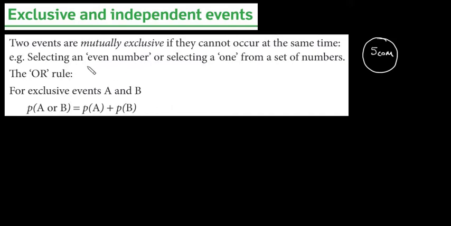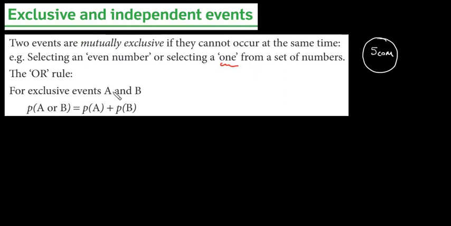Or for example, selecting an even number or selecting the number 1 from a set of numbers. It is not possible at the same time because 1 is not an even number. We cannot select an even number and a 1 at the same time. It is just like you cannot turn left and turn right at the same time. Turning left and turning right are exclusive events.